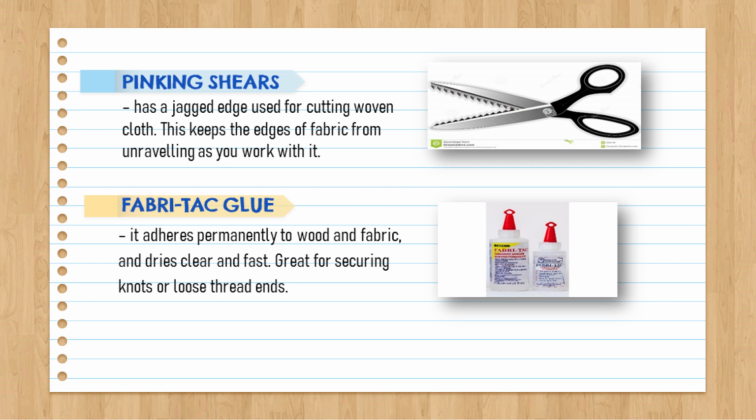14. Pinking shears has a jagged edge used for cutting woven cloth, and this keeps the edges of fabric from unraveling as you work with it. 15. Fabric tack glue. It adheres permanently to wood and fabric and dries clear and fast. Great for securing knots or loose thread ends.